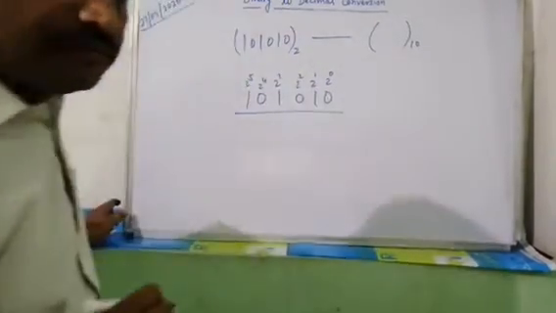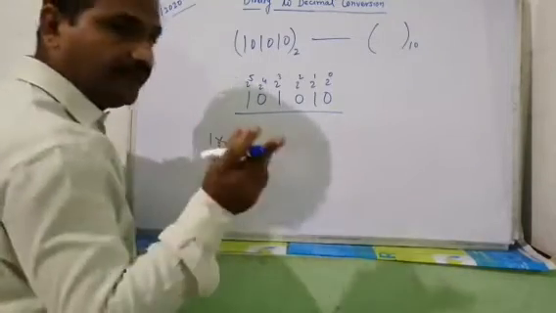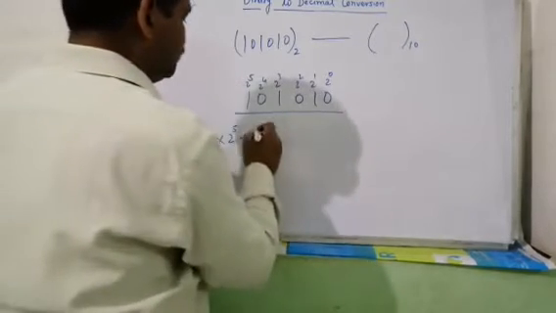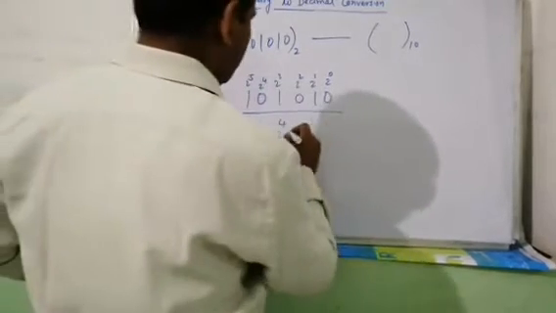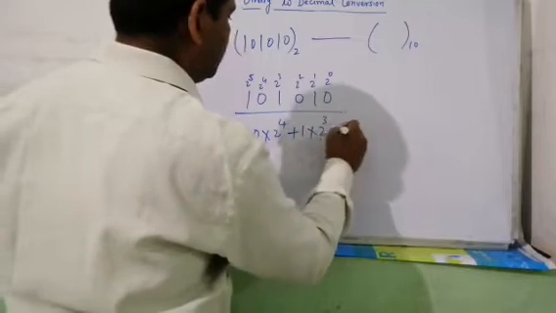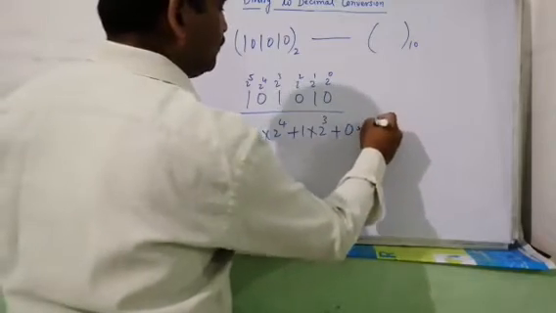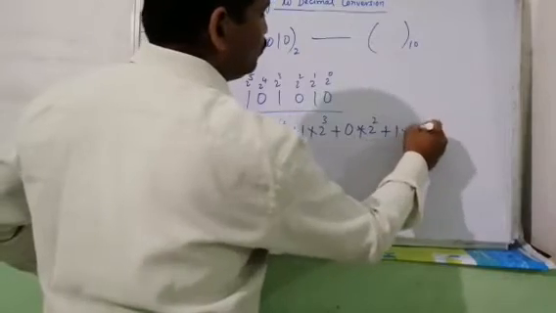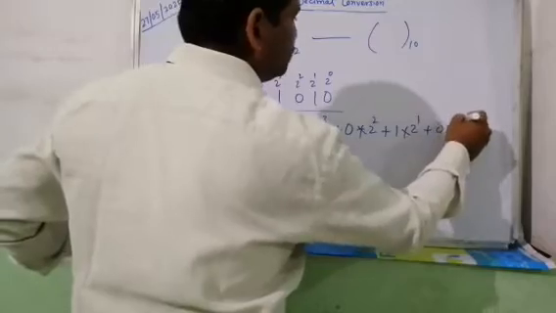Now we have to find the sum. First of all, we will write this digit 1 into the weight 2 to the power 5, plus 0 into 2 to the power 4, plus 1 into 2 to the power 3, plus 0 into 2 to the power 2, plus 1 into 2 to the power 1, plus 0 into 2 to the power 0.